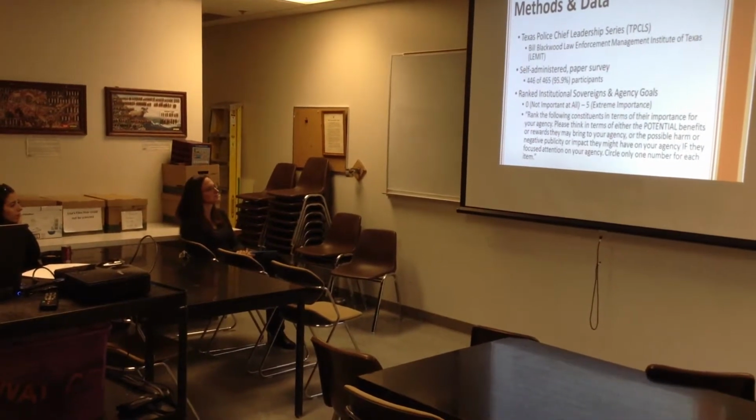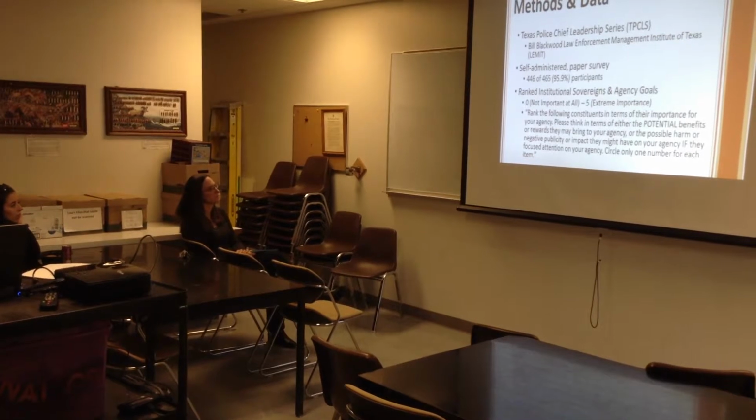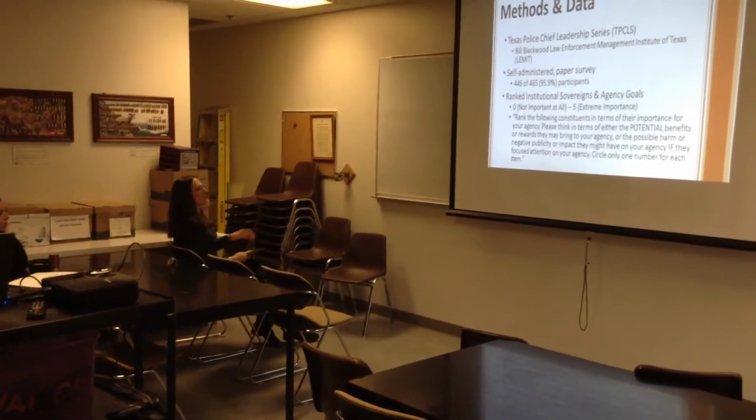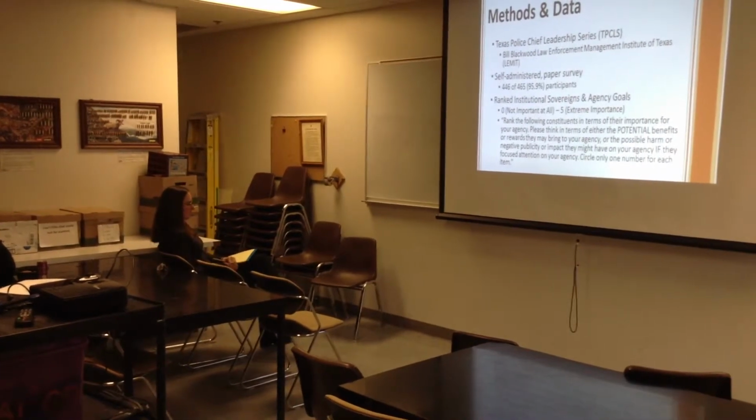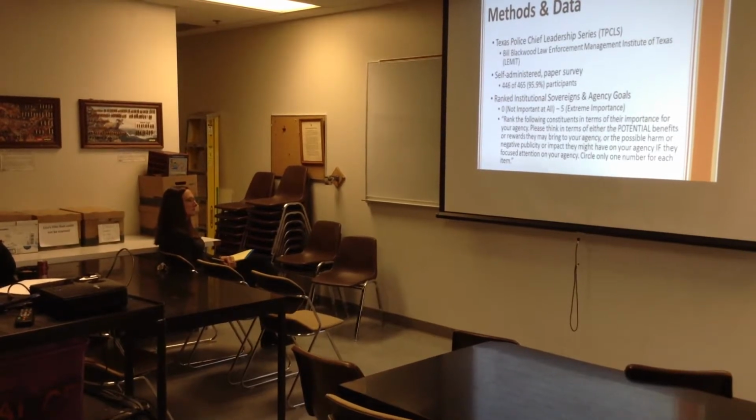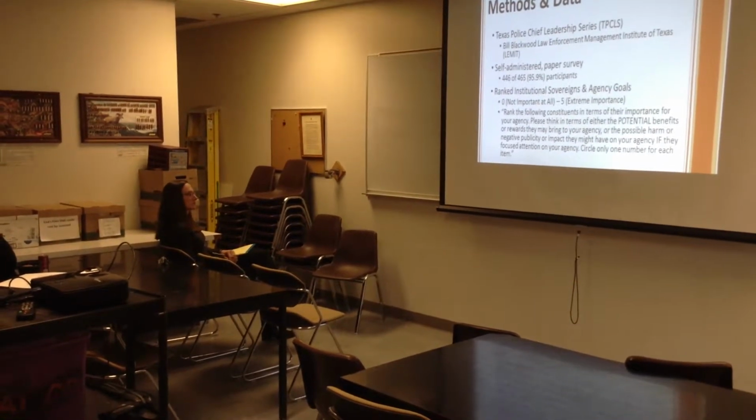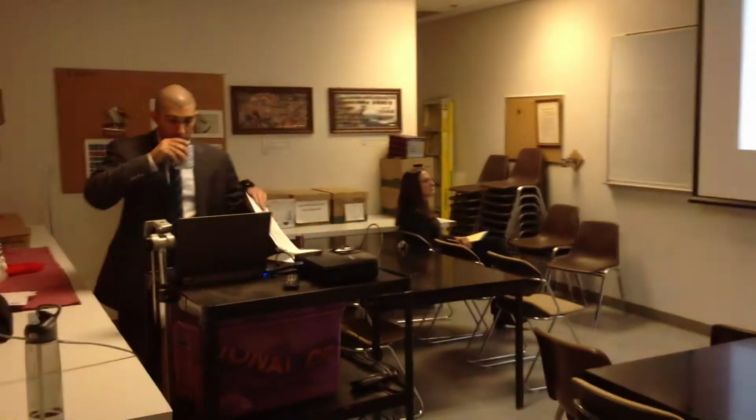But you can see the specific directions that were given to chiefs related to ranking institutional sovereigns and agency goals. So they were ranked on a Likert scale from 0, not important at all, to 5, extremely important.